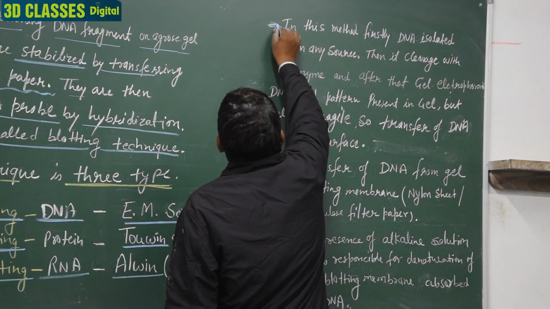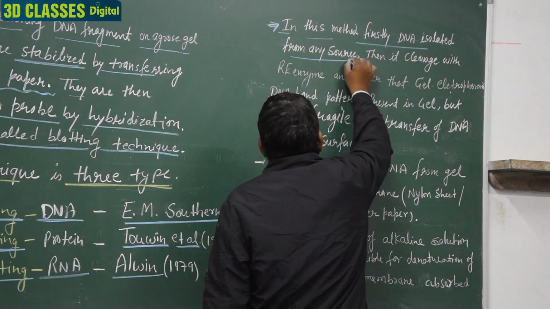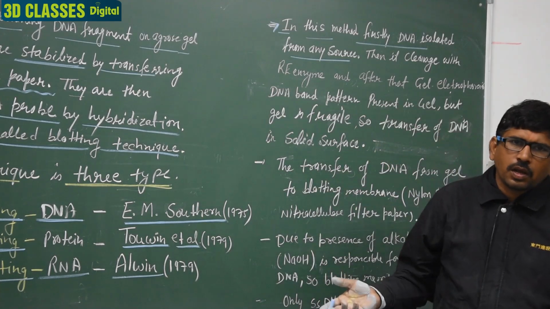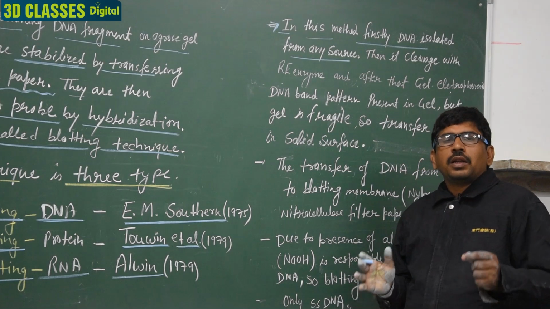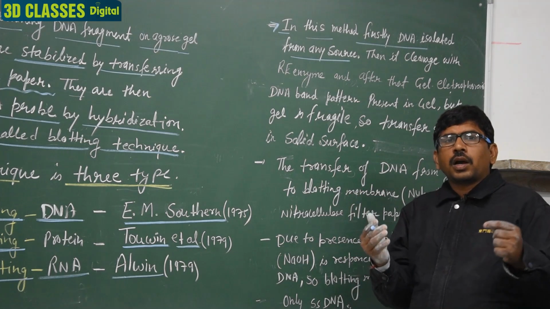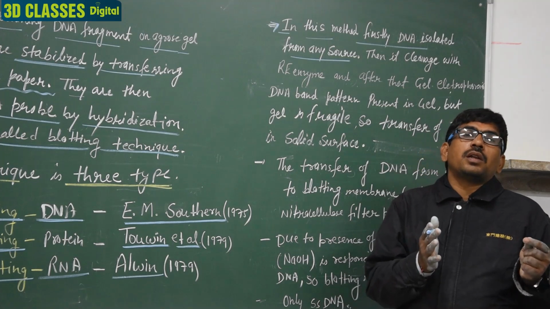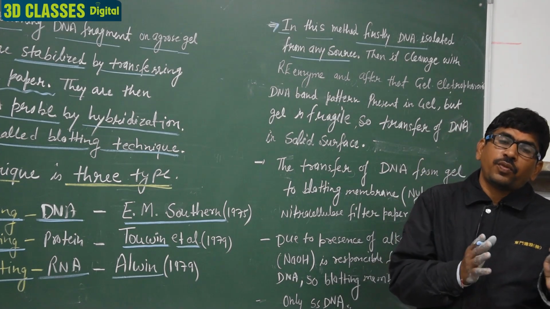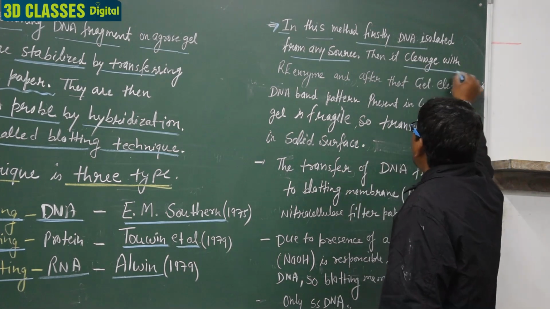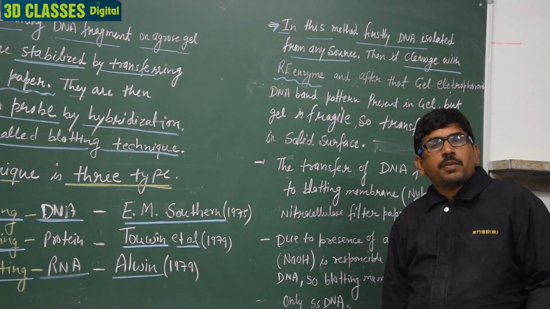In the Southern blotting method, firstly DNA is isolated from any source. It may be a plant source, bacterial source, or animal source. We obtain the DNA and purify it, so isolation and purification. Clear? Then it is cleaved with a restriction enzyme, a particular restriction enzyme. The enzyme may be one or more than one.